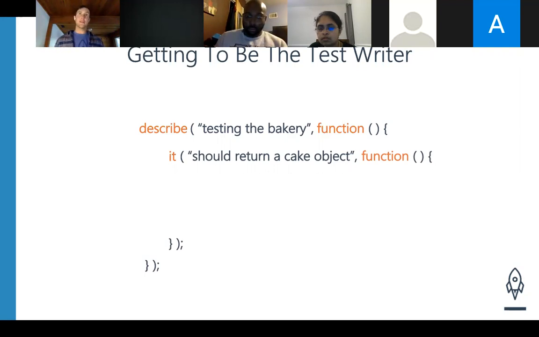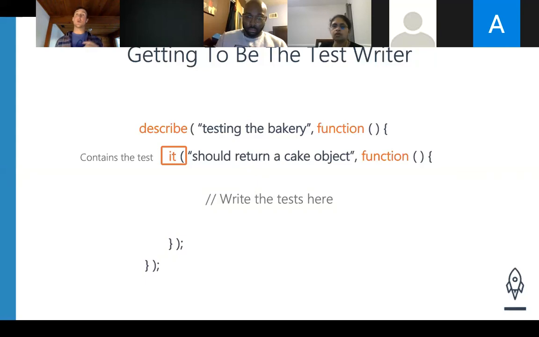So again, let's run through that. To start writing a test that actually runs and checks something, we use the keyword it. This will contain the actual test. Then inside of that it statement is where we're actually going to include what we're going to be testing, which we'll be diving into in a moment.